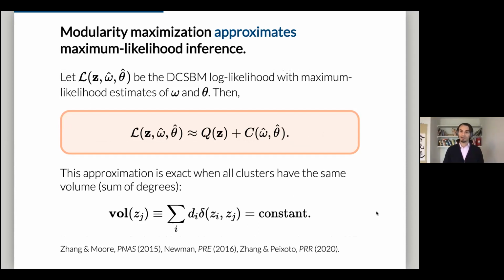In particular, you can write out the log likelihood for this generative model, and then you can make an approximation, and this approximation is exact when all of the clusters have the same volume, or sum of degrees. In this approximation, you get terms reflecting exactly the modularity objective, and then terms that do not depend on the node labels and can be ignored in the optimization problem. So there's this nice connection where we can view modularity maximization as an approximation of maximum likelihood inference in this degree-corrected stochastic block model. This observation really motivates our approach to the problem of deriving hypergraph modularity.